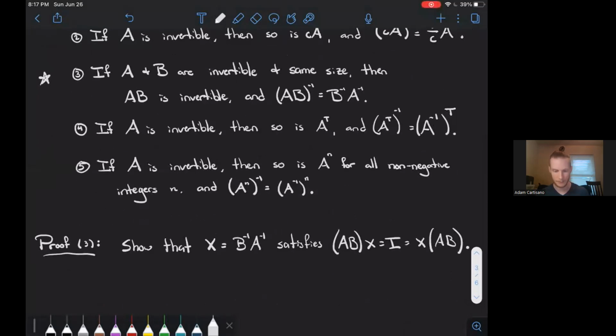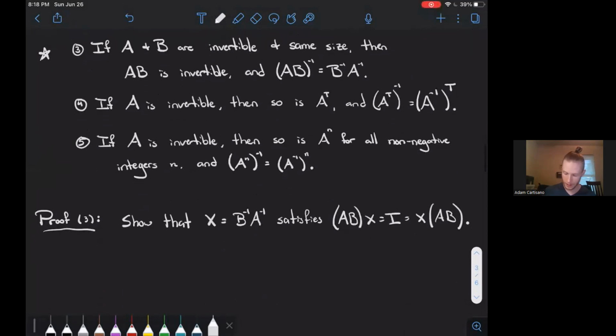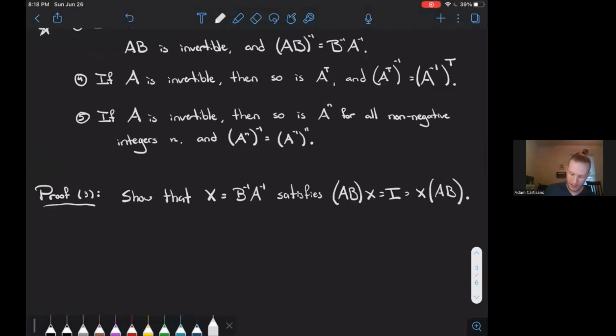But this is going to be kind of boring. We just have to show that if X is equal to this matrix, B inverse A inverse, then it satisfies the property of being an inverse. And if it satisfies the property of being an inverse, that inverse is unique by the theorem that we just saw. So in other words, we just compute AB, I'm only going to do one direction, times B inverse A inverse.